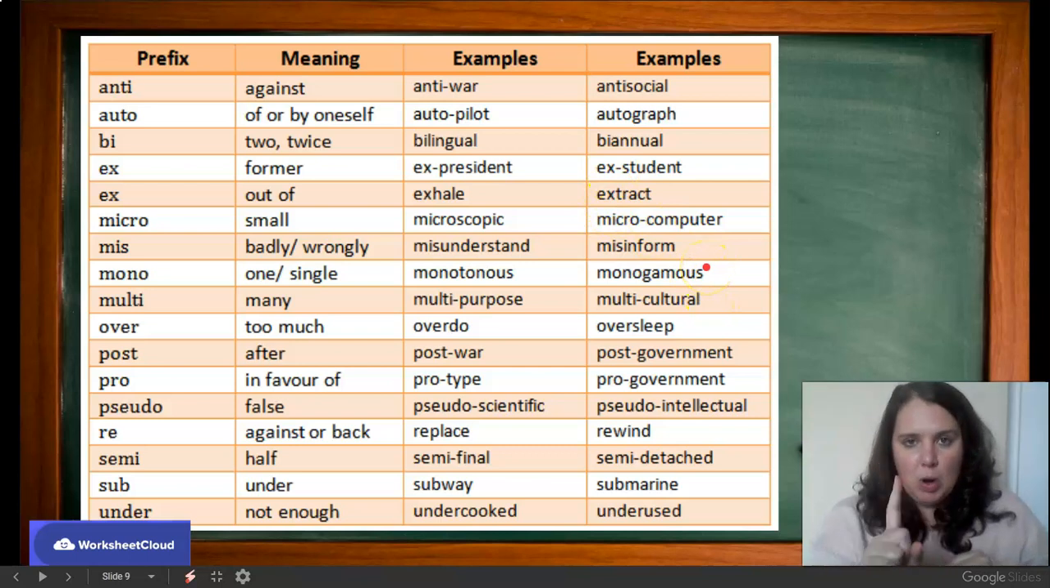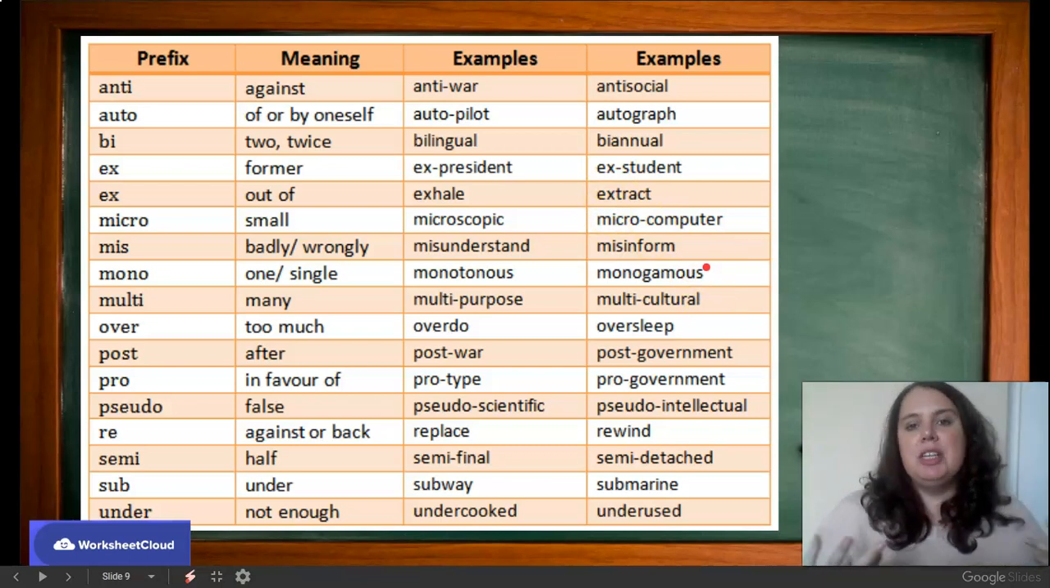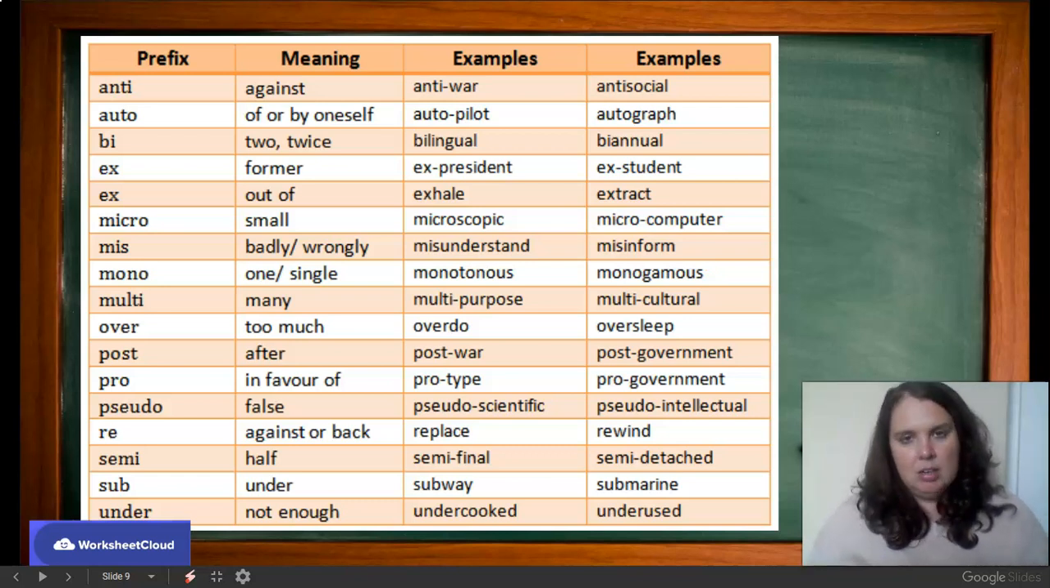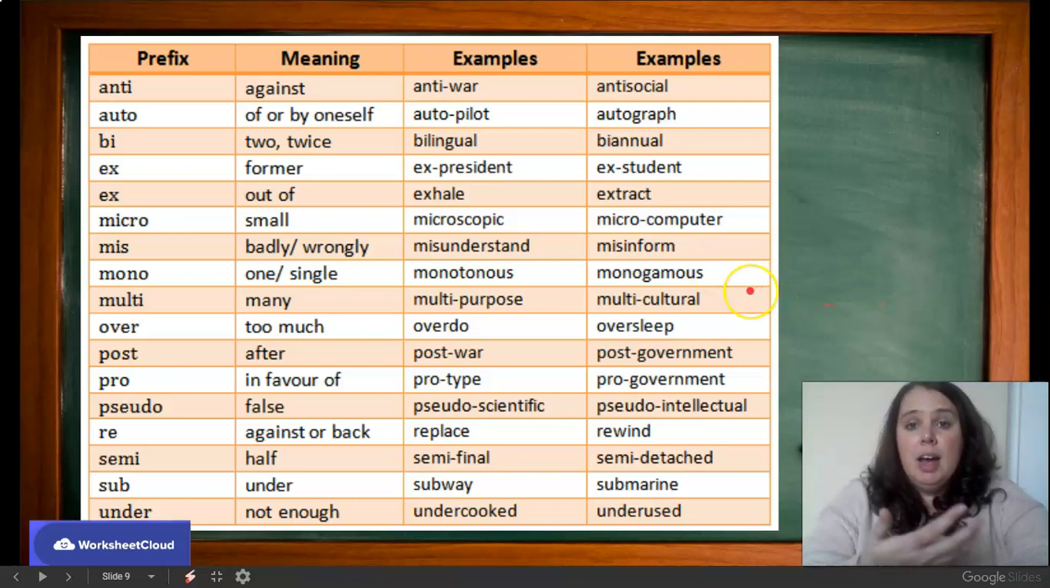Monogamous, so this means one. Monogamous means, for instance, if you're in a relationship, you have one girlfriend, one boyfriend, right? So it's also to stay loyal. Multicultural, I've now used with South Africa having many cultures.